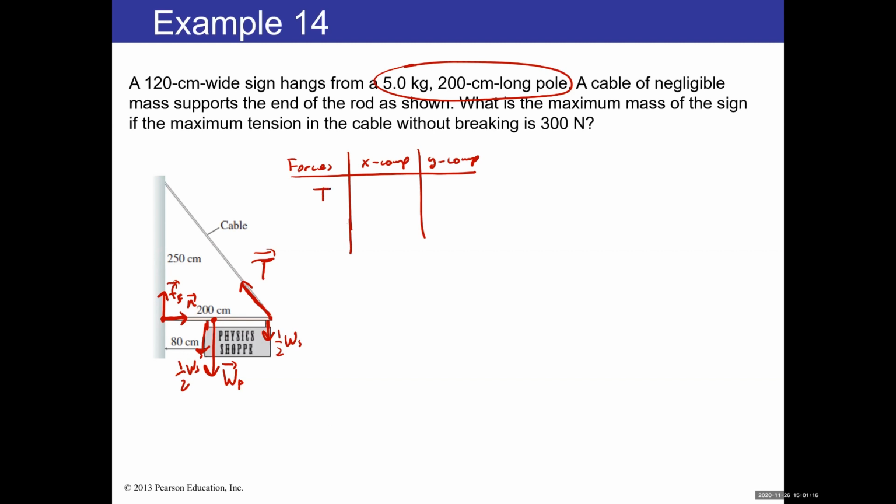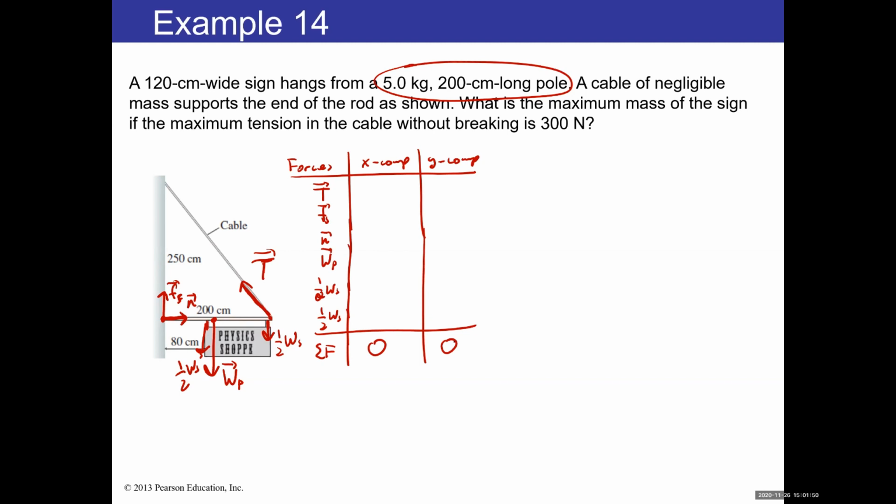So here we have tension, static friction, normal force, and the weight of the pole. Then half of the weight of the sign, and another half of the weight of the sign, because there are technically two different forces, right? And that's it for now.